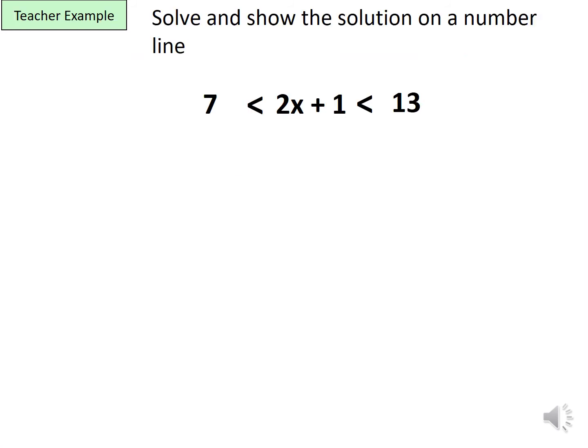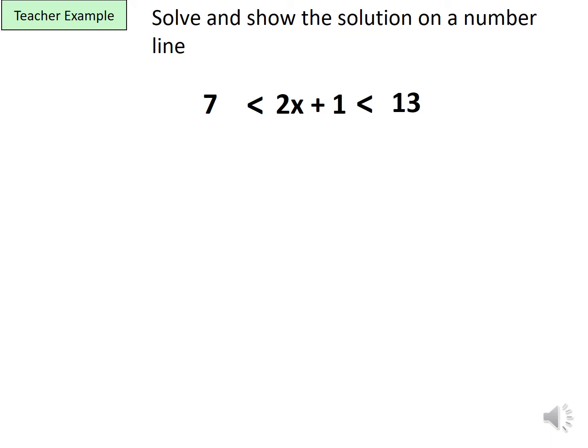Now we want to try something slightly trickier. It's when you have numbers on either side of the inequality. So we have 2 inequalities, with a 7 on the left and a 13 on the right. What this is telling us is that 2x plus 1 is greater than 7, but less than 13. So 2x plus 1 is a number between 7 and 13, but it doesn't include those.